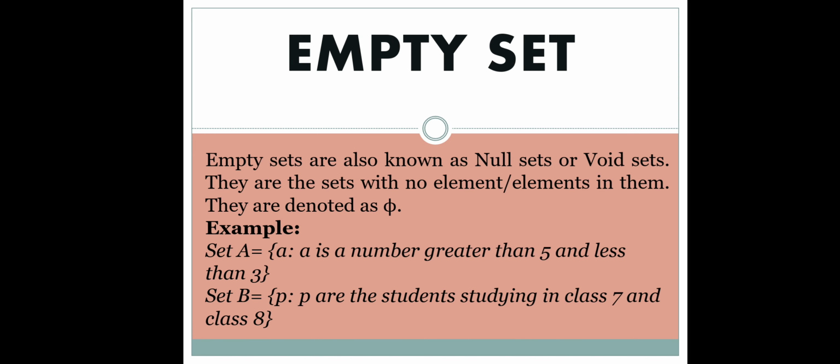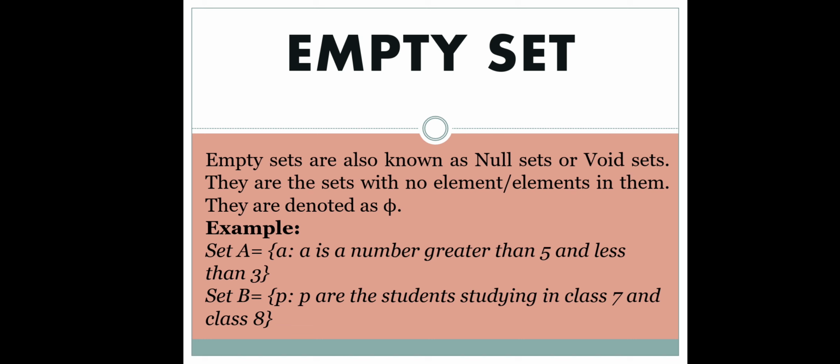The second one is the empty set. The word clearly explains this type of set, isn't it? Empty means null, empty means nothing, empty means void. So the empty set is otherwise known as the null set or void set. Normally the set is denoted by the symbol phi. Here two examples are given.